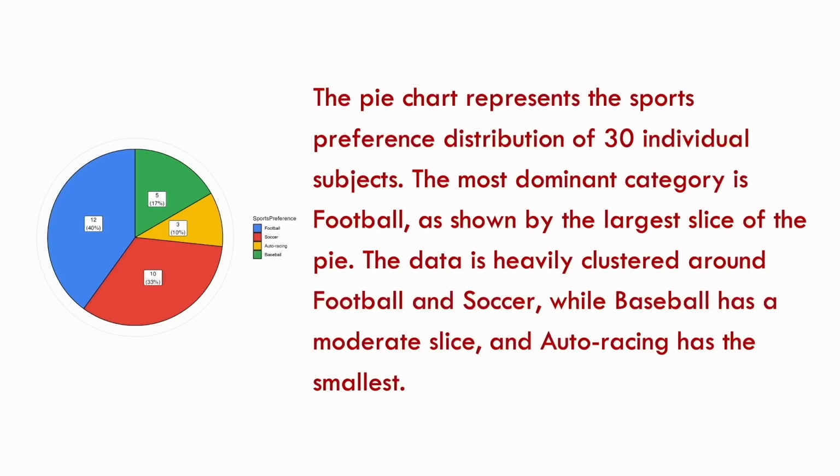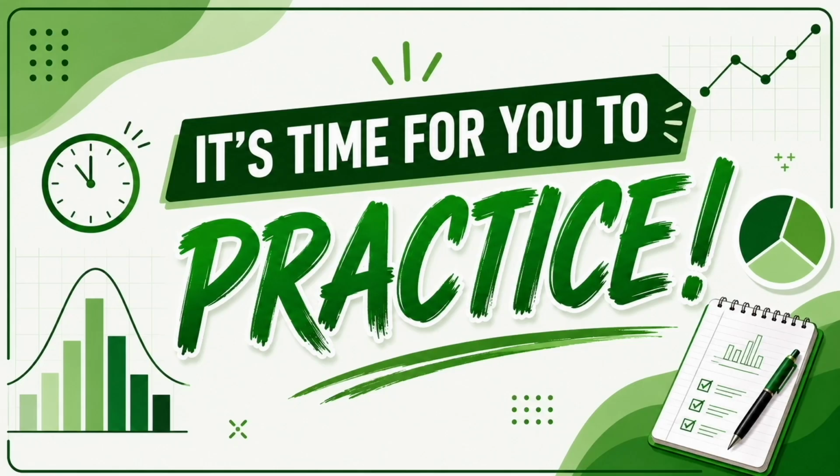This is now the pie chart of the sports preference. The pie chart represents the sports preference distribution of 30 individual subjects. The most dominant category is football as shown by the largest slice of the pie. The data is heavily clustered around football and soccer, while baseball has a moderate slice and auto racing has the smallest.